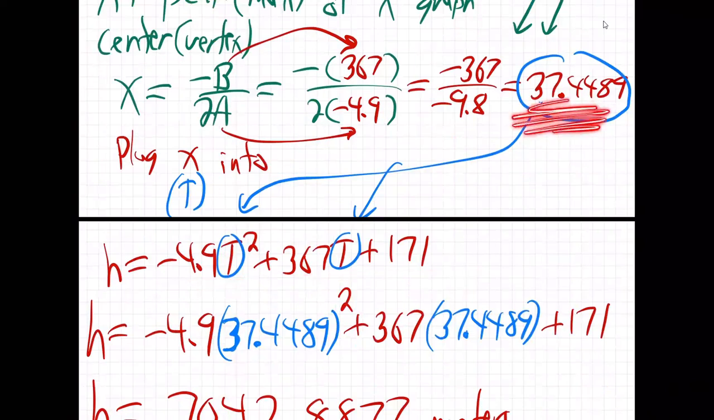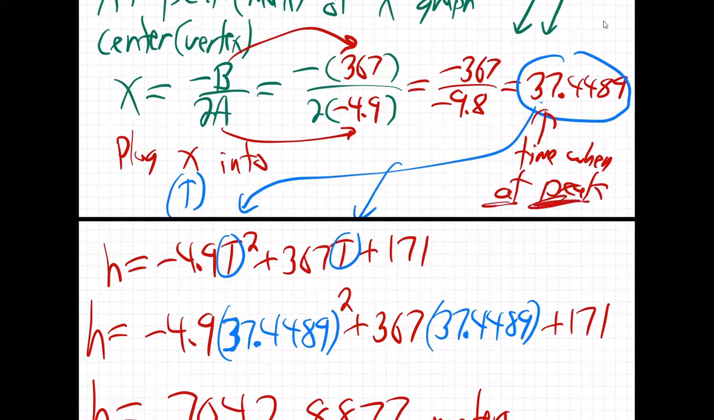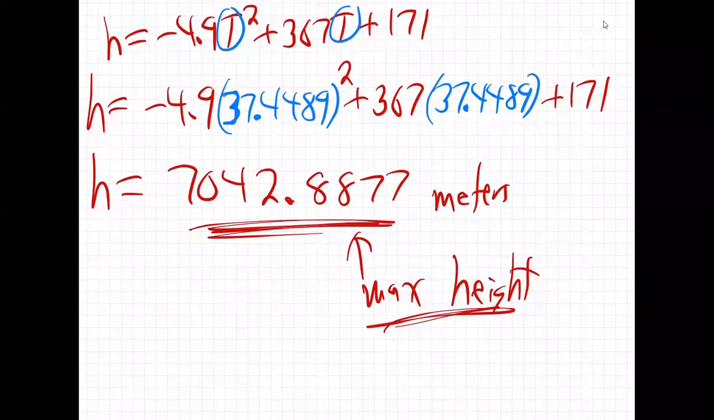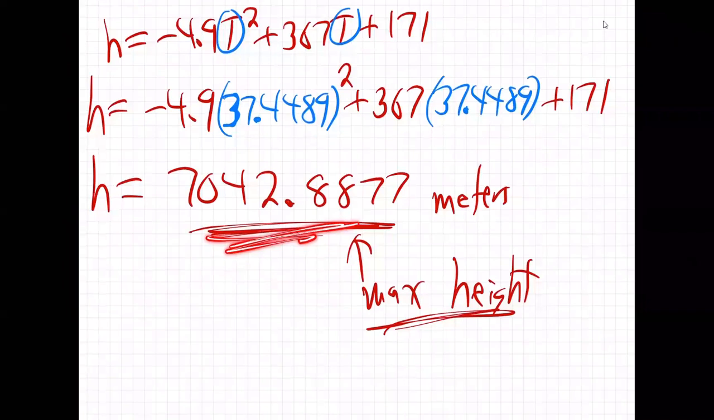This right here is the time when it's at the peak. So after 37.4489 seconds, it's at the peak, it's at its highest, but they want to know the height. So then I had to plug that time back into the height formula, plugged it in, cranked it out, there it is. The maximum height is 7,042.8877 meters. Make sure you're using 4 decimals all the way through the problem. And there we go.